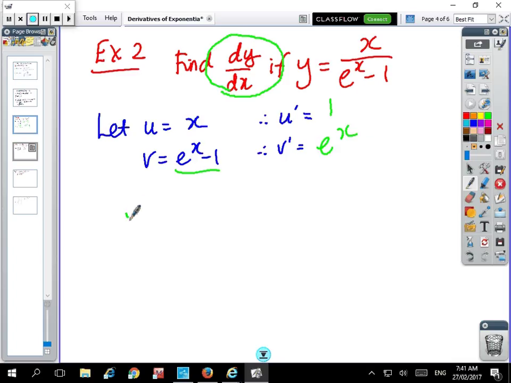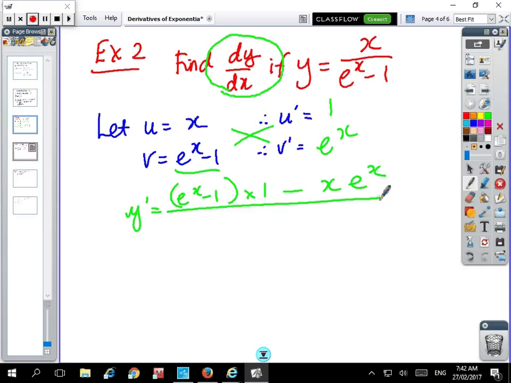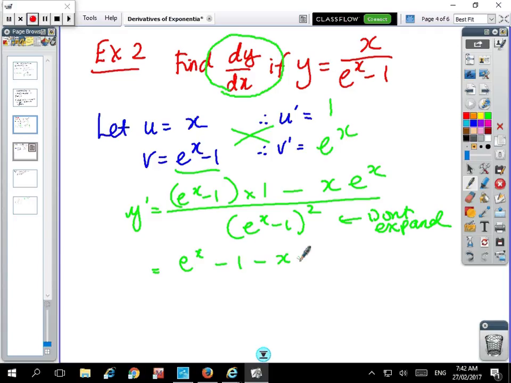Okay, and so y dash, put our cross in between. So we go v u dash minus u v dash over v squared. So don't expand, just leave it. So we've got e to the x minus 1 minus xe^x over (e to the x minus 1) squared.